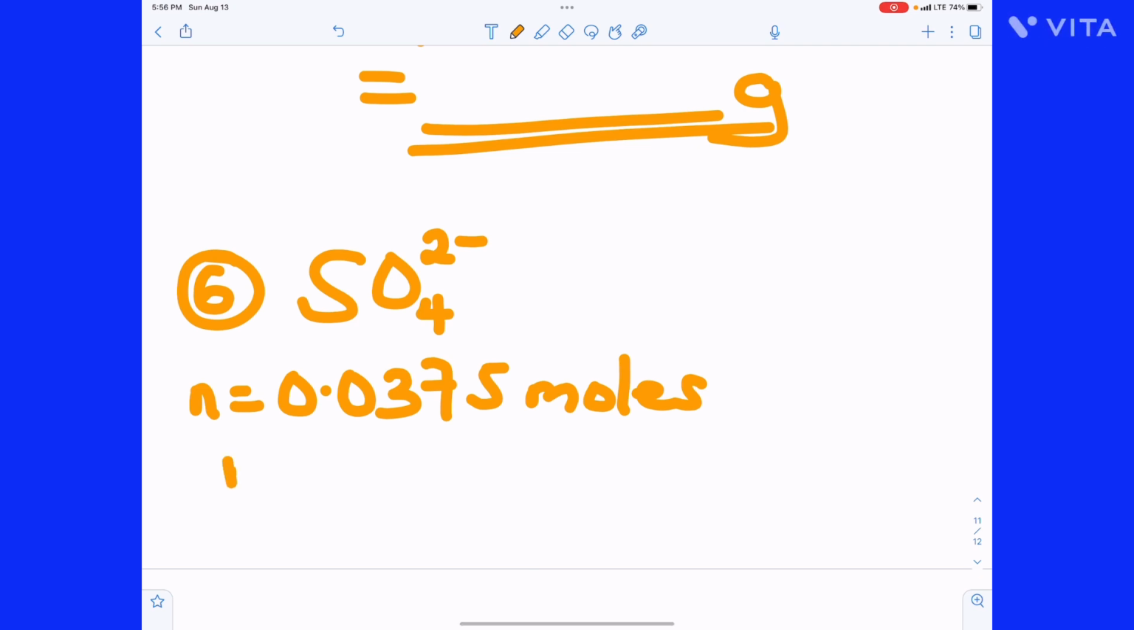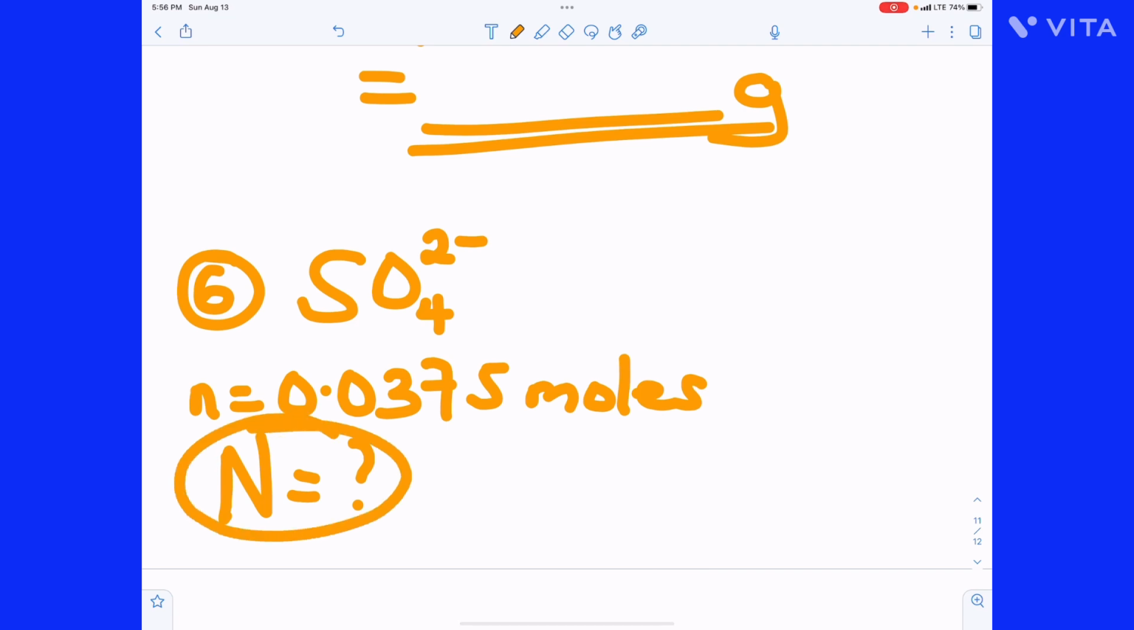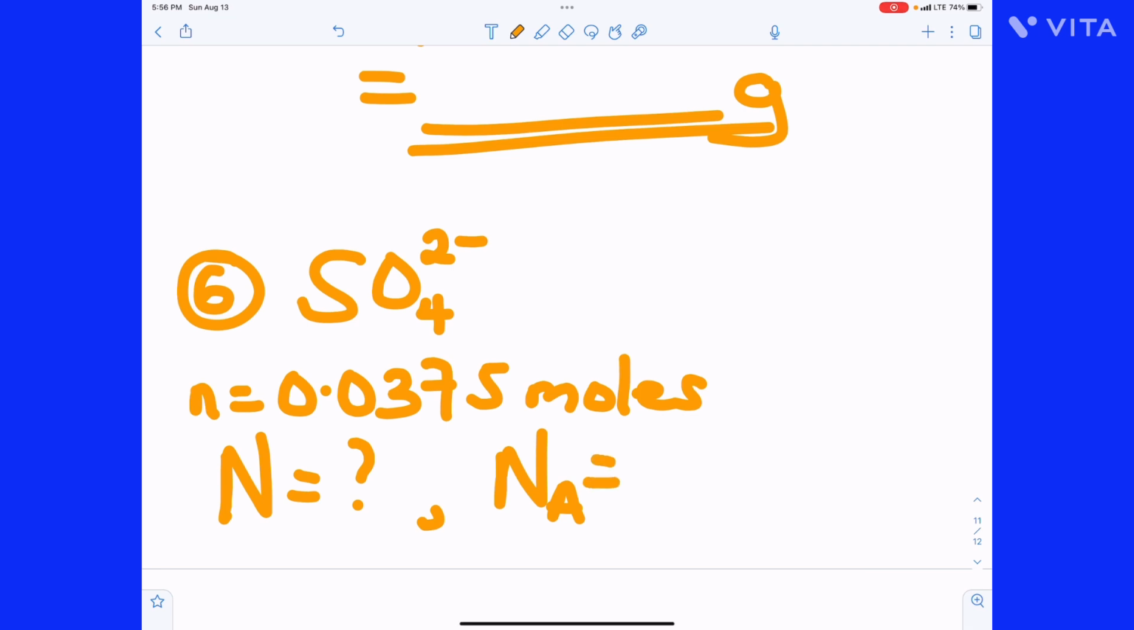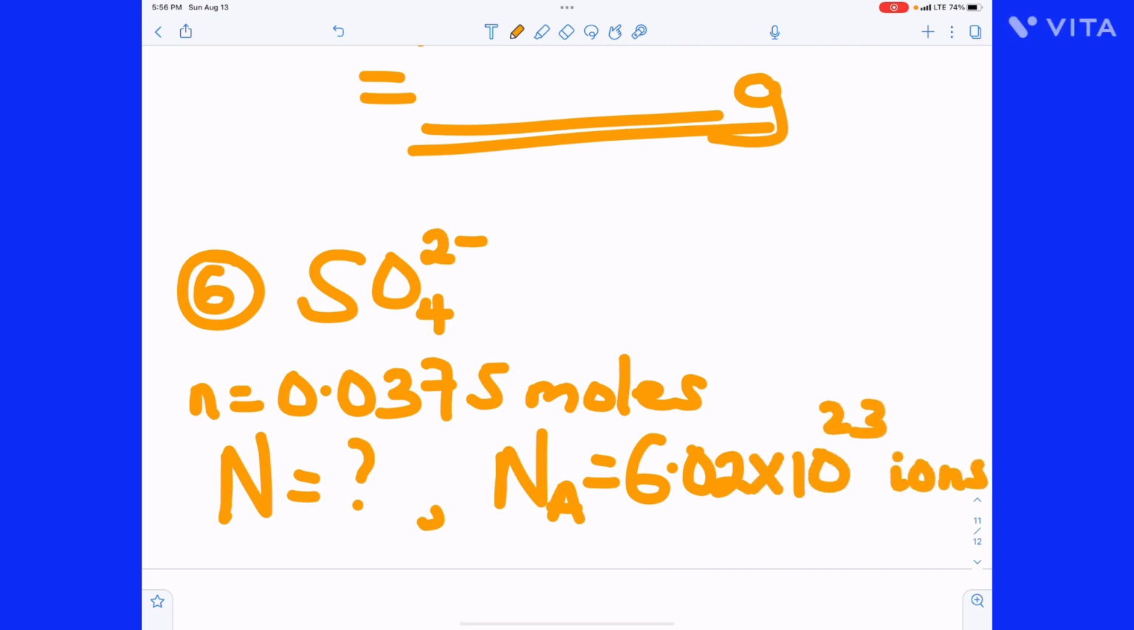Now, number of ions in this case is the number of particles. So we are looking for N here. So we know the Avogadro number. The Avogadro number says 1 mole of any substance or 1 mole of ions should contain 6.02 times 10 raised to the power 23 ions.